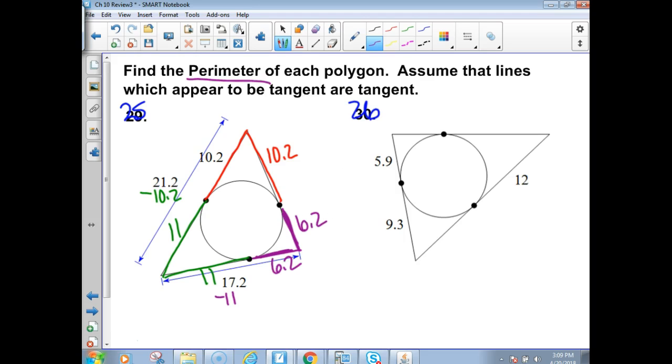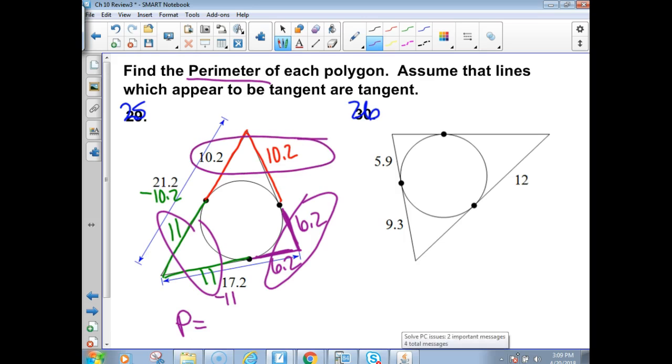So now it says to find the perimeter. The perimeter is when you add up all these numbers. Add them up, please. I just added them up. Is it 54.8? Okay. Let's go for the next one.